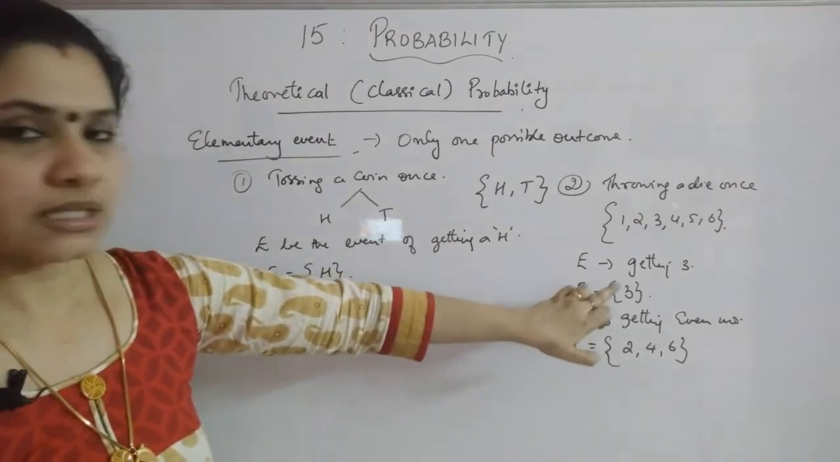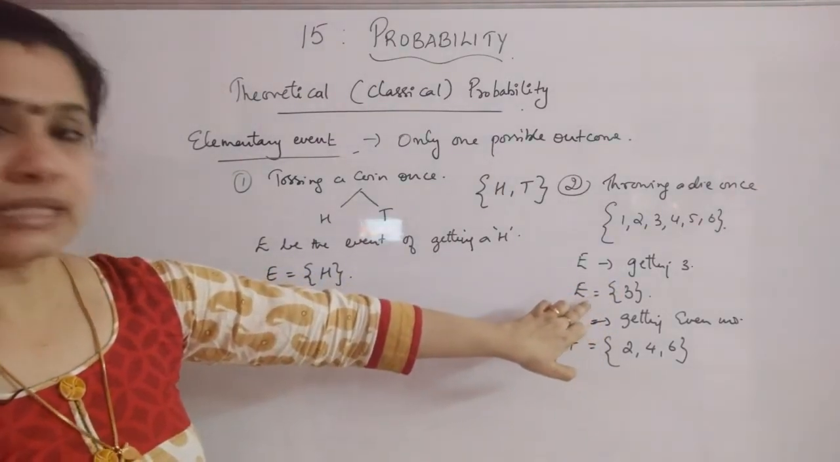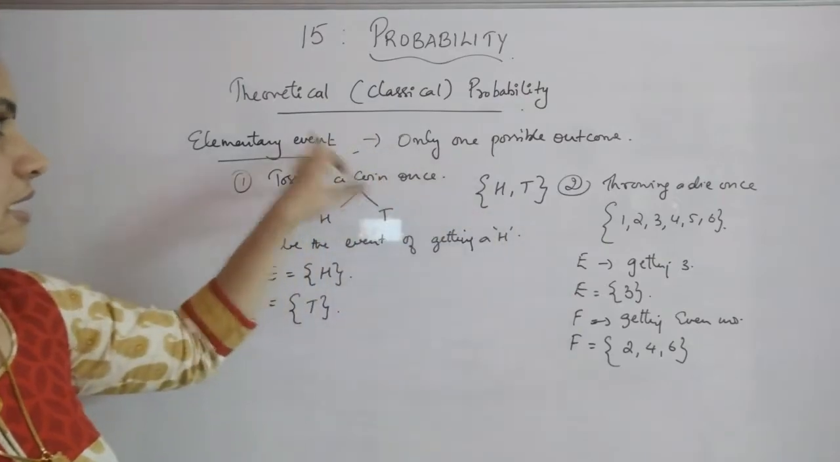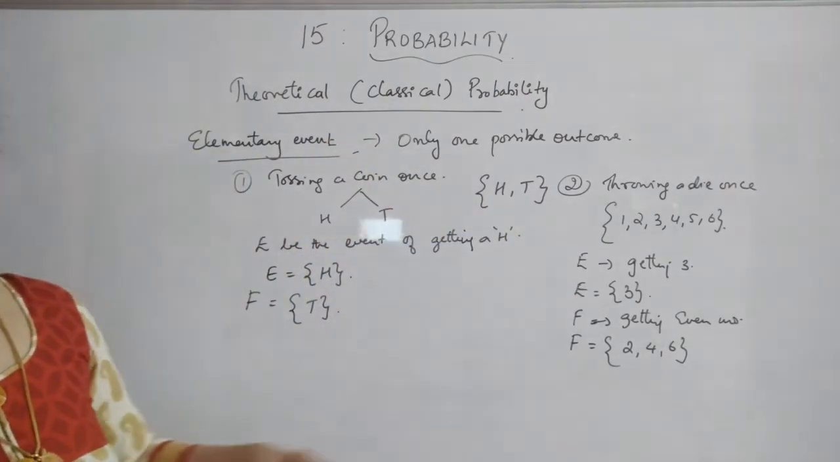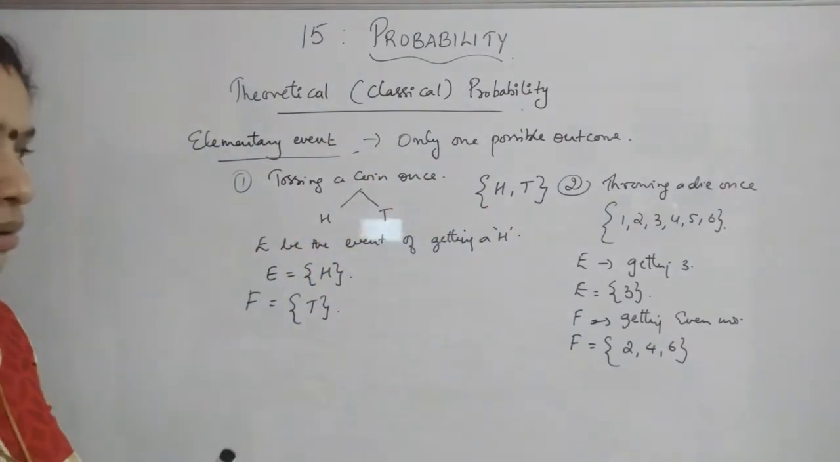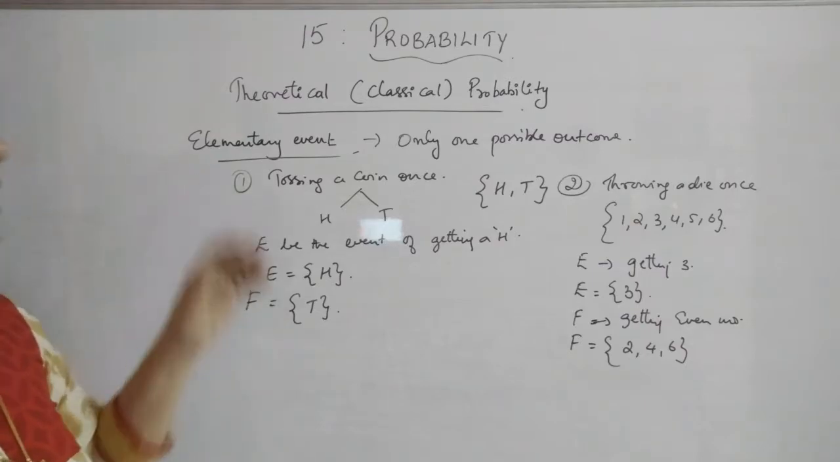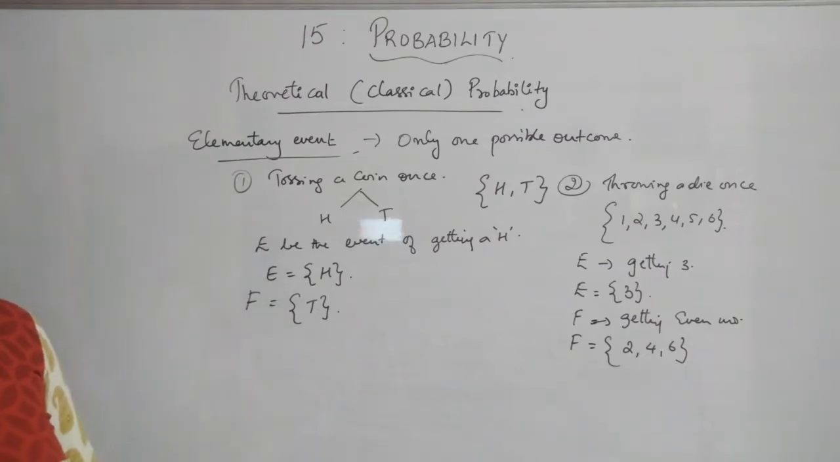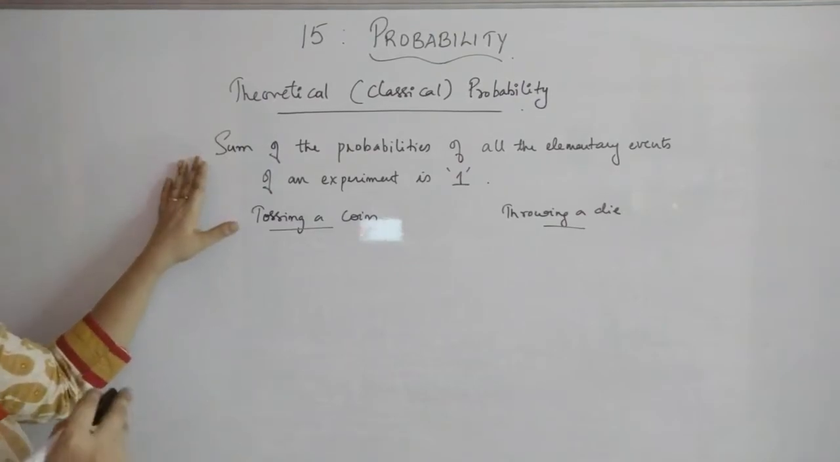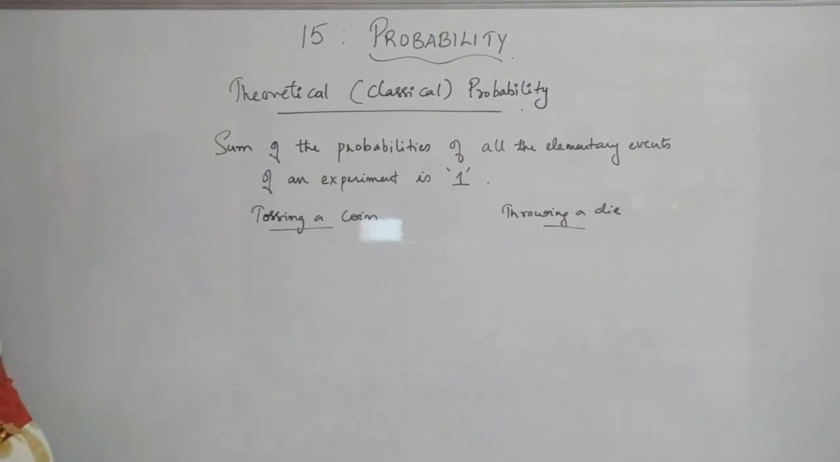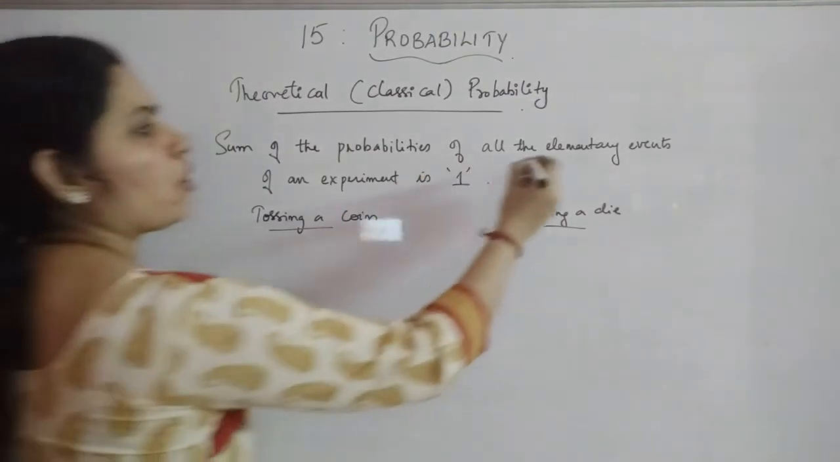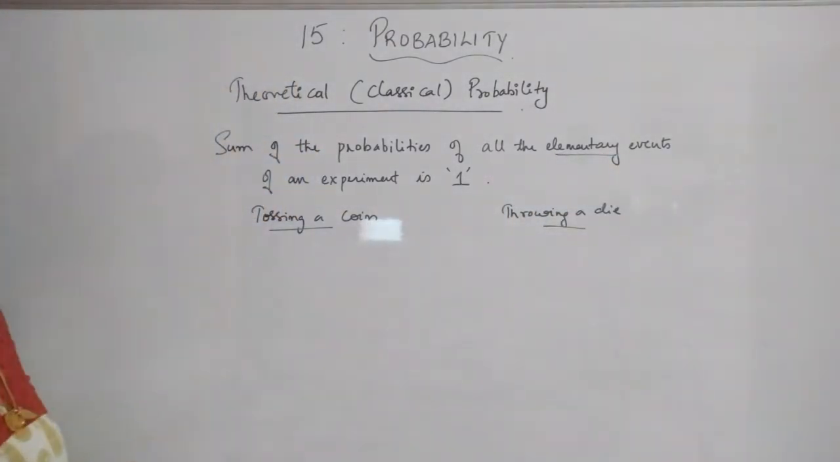If you get only one outcome in the event, then you will say that the event is an elementary event. If it is getting more than one possible outcome in the event, then you will say that it is not an elementary event. Next point is very important, which is that the sum of the probabilities of all elementary events of an experiment is 1. What do you mean by that?